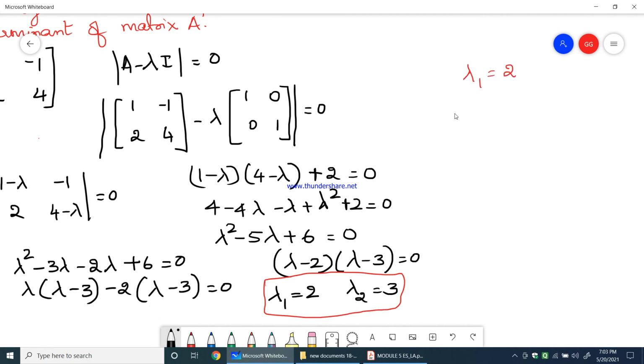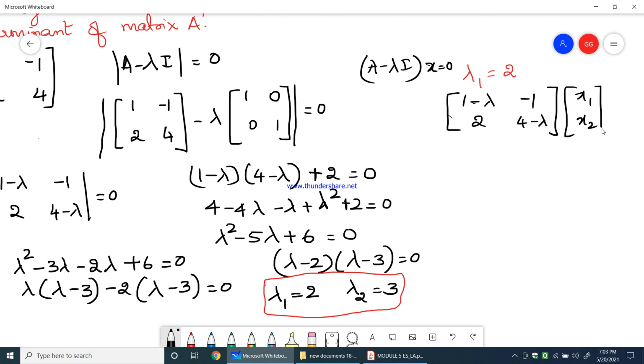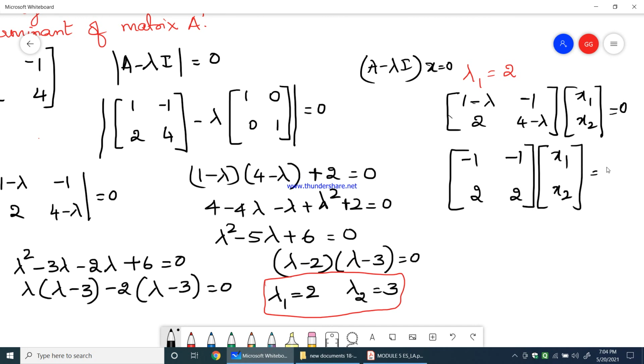So, we know that (A minus lambda I) x equals 0. Therefore, it is the matrix [1 minus lambda, minus 1; 2, 4 minus lambda] times [x1, x2] equals 0. We know that lambda equals 2, so substitute that here. 1 minus 2 gives minus 1, minus 1, 2, and 4 minus 2 is 2, times [x1, x2] equals 0.